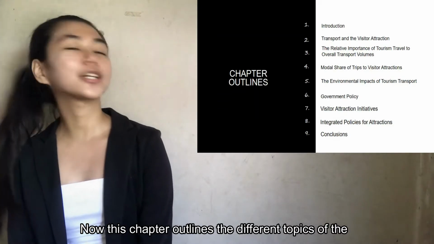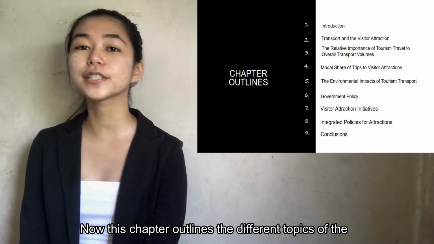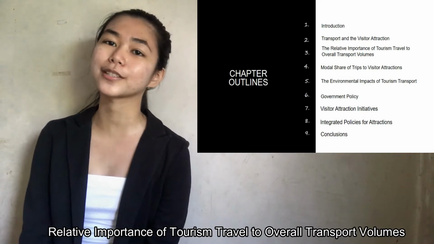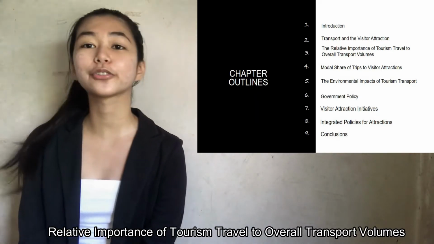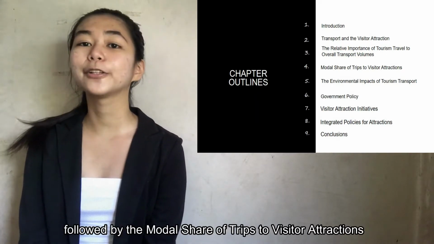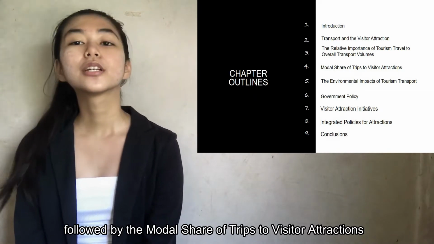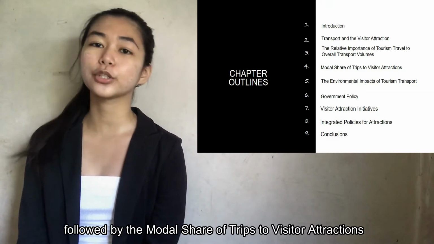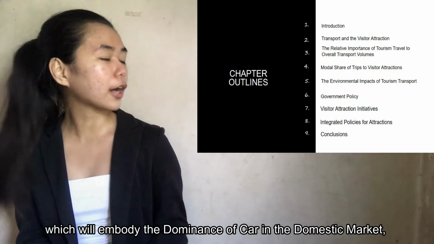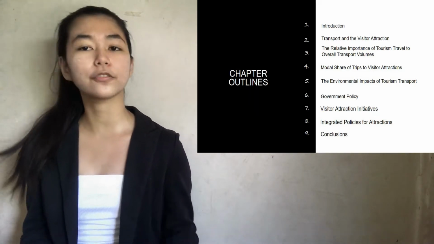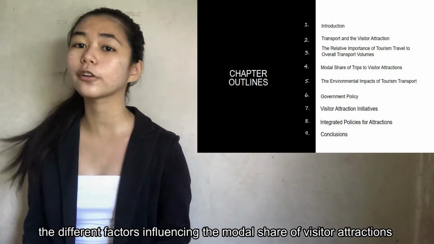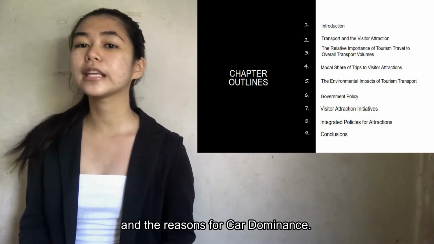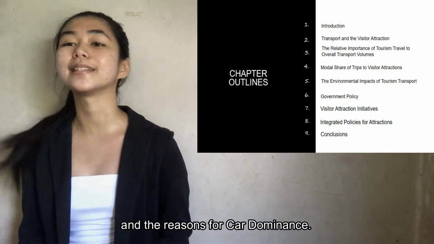Today we will talk about the transport to visitor attractions based on the book Managing Transport Attractions. This chapter outlines the different topics of the relative importance of tourism to overall transport volumes, followed by the modal share of trips to the visitor attractions, which will embody the dominance of the car in the domestic market, the different factors influencing the modal share of visitor attractions, and the reasons for car dominance.